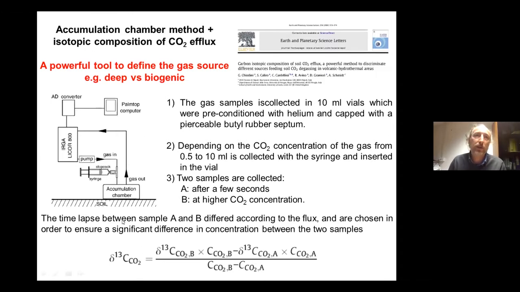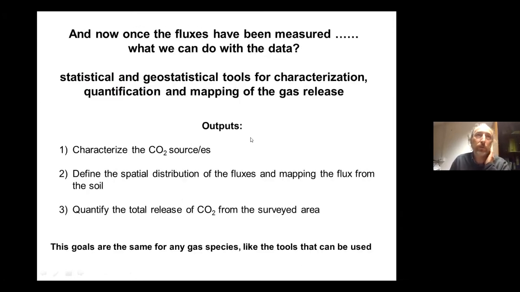This is a method that was proposed by Cardellini and co-authors in 2008, and it consists of taking at least 2 gas samples during our measurement, and analyzing the isotopic composition of these 2 samples that are taken at different concentrations during the measurement. We can estimate the isotopic composition of the carbon dioxide entering the accumulation chamber.